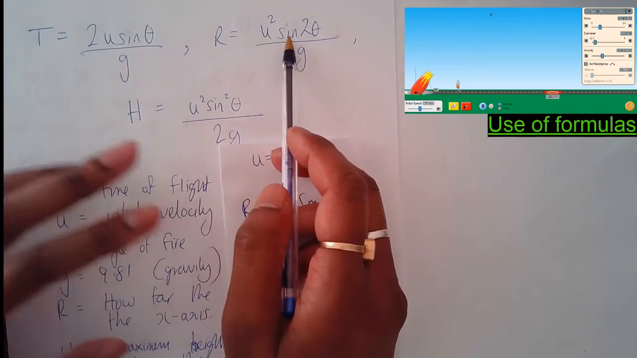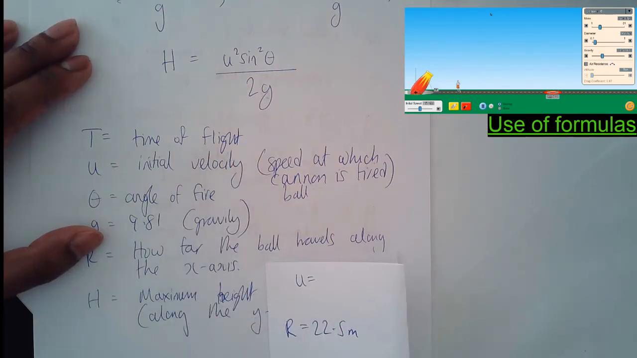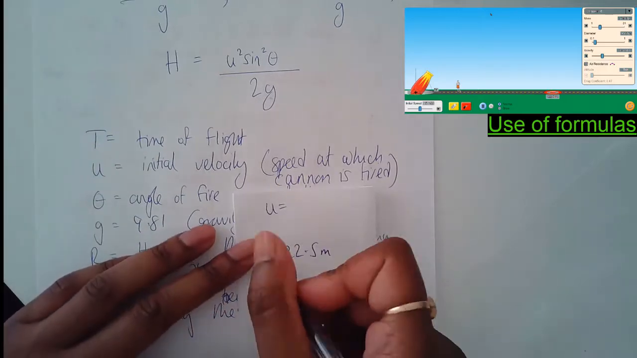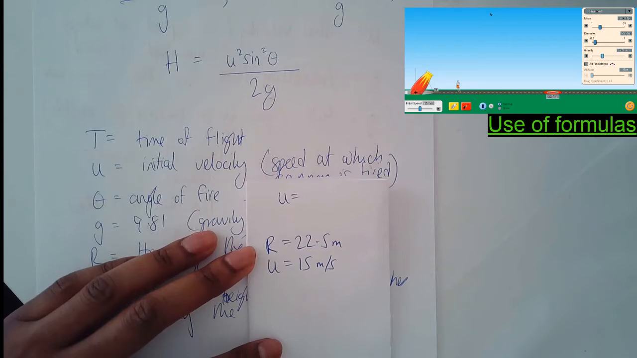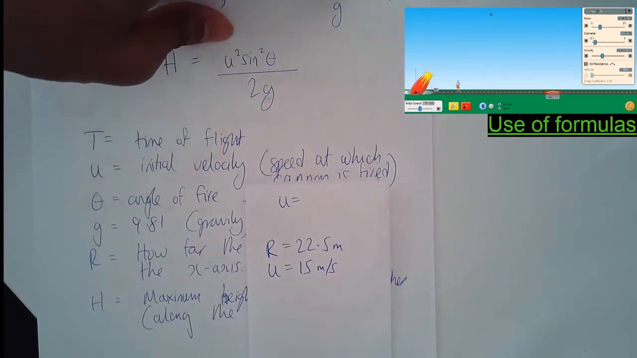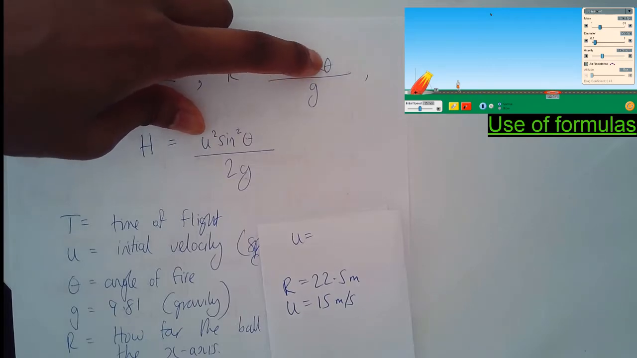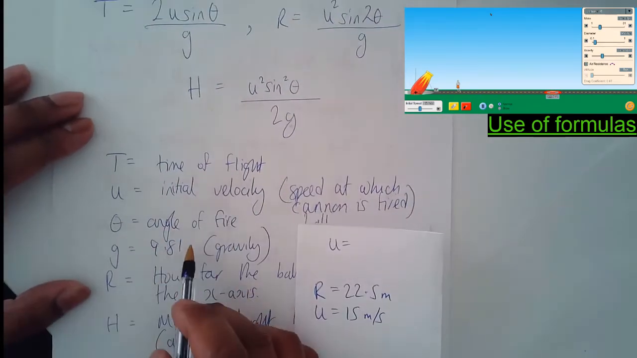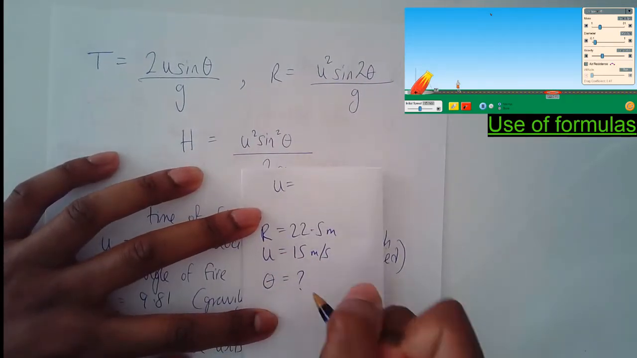U, the initial velocity, remember I've set it as 15 meters per second. That's the speed at which the cannonball will fire. I've set that as 15 meters per second. So that's U. And that there is pronounced theta. That's the angle at which I'm going to fire. That I don't know. I'll leave it as a question mark.